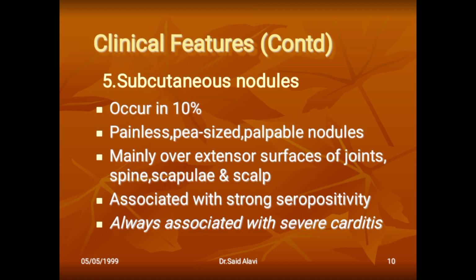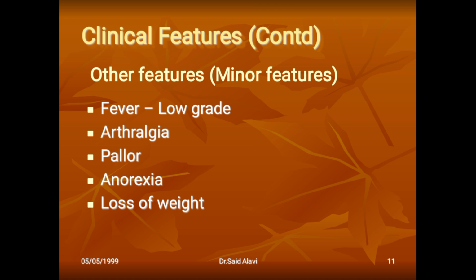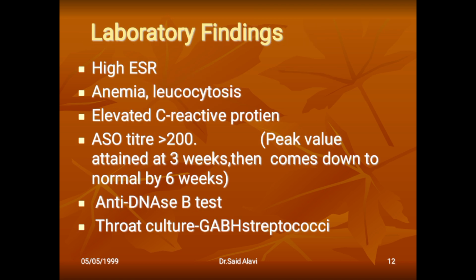Subcutaneous nodules occur in about 10%. They are painless, pea-sized palpable nodules, mainly on the extensor surfaces of joints, spine, scapulae, and scalp. They are associated with strong seropositivity and always associated with severe carditis. Minor features include low-grade fever, arthralgia, pallor, anorexia, and loss of weight.